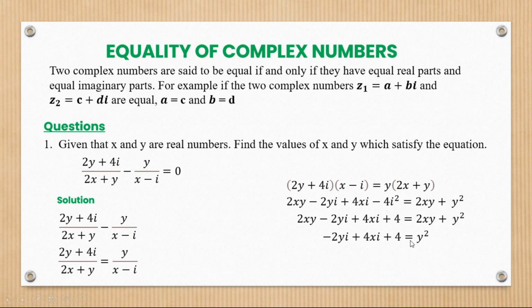Now, as you can see, there is no imaginary part on this other side of the equal sign, but that's okay. That means the imaginary part is equal to 0. Now on the left hand side, we're also going to group the real parts together. When you group the real part, the real part is only equal to positive 4, and then the negative 2yi plus 4xi represent the imaginary part right here.